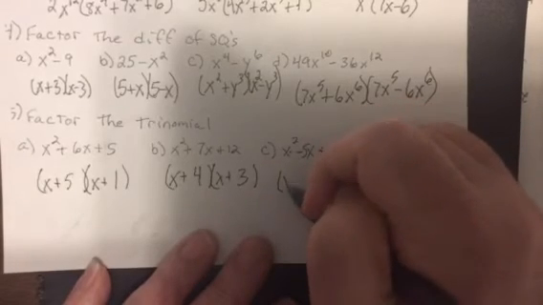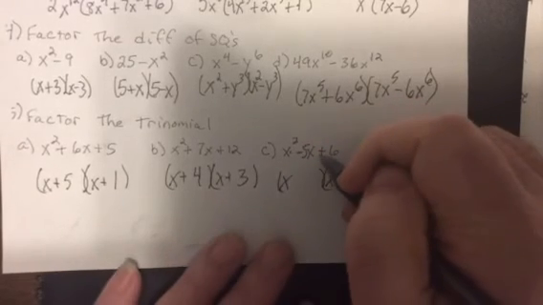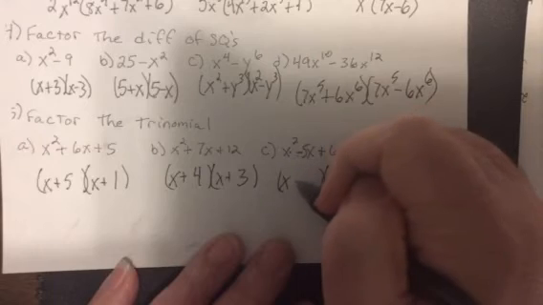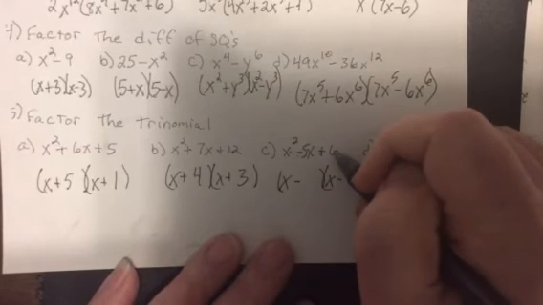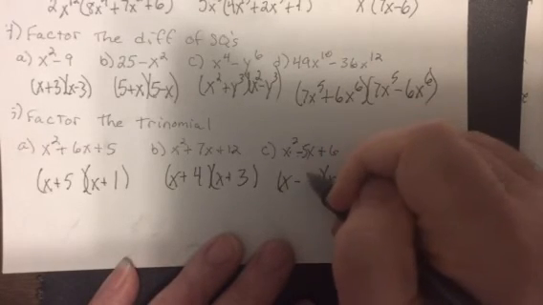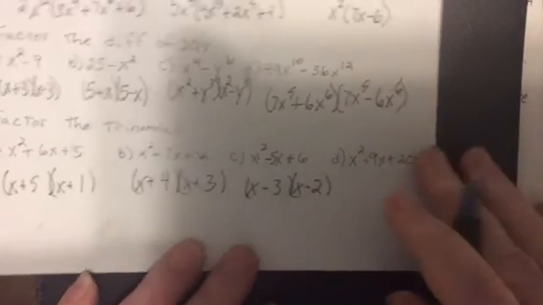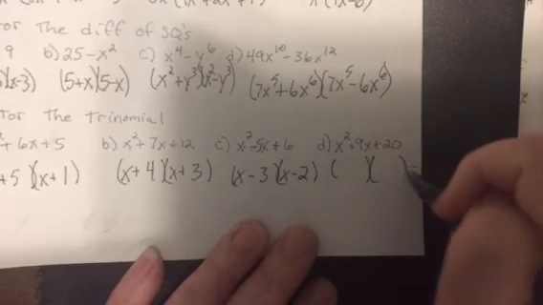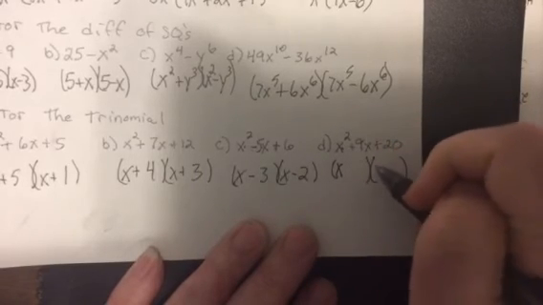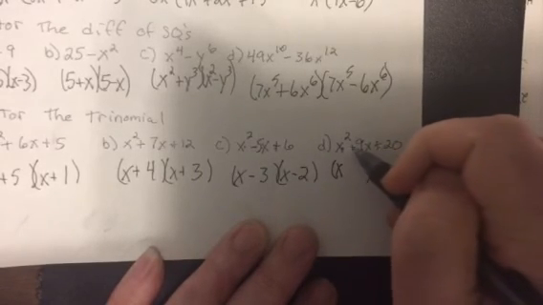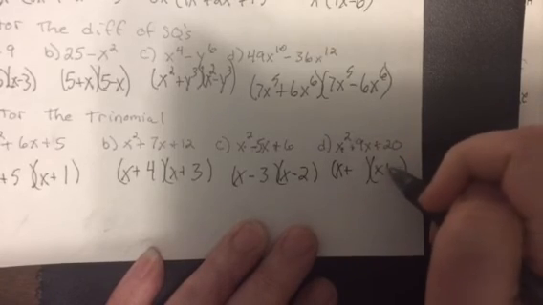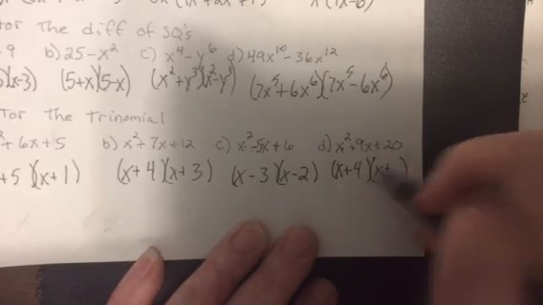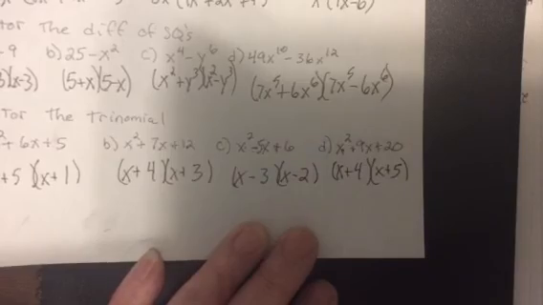So x squared is x and x. That's free points. Last term's plus, so both signs are the same as the middle. And the factors of 6 that add up to 5 are 3 and 2. And the last one, x squared is x and x. Last term is plus, so they're both the same as the middle. The factors of 20 that add up to 9 are 4 and 5.